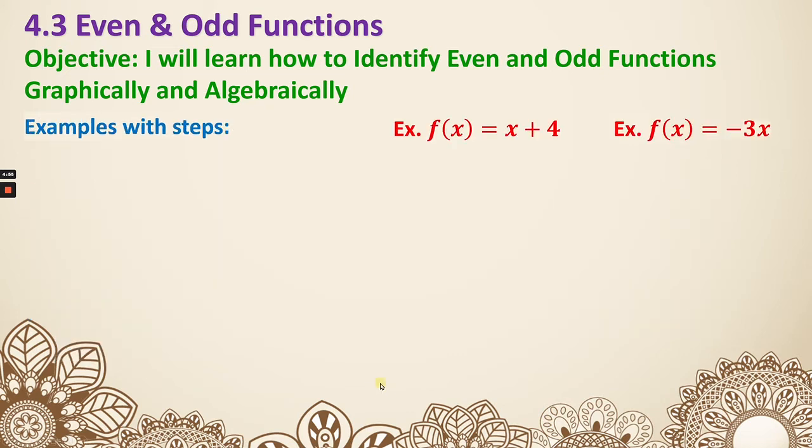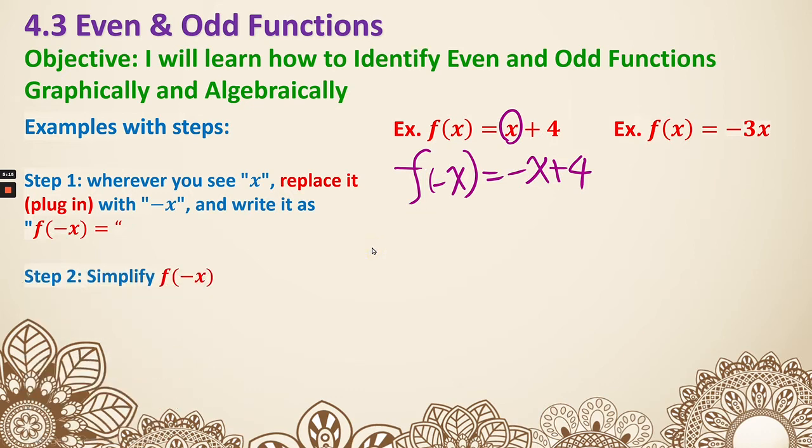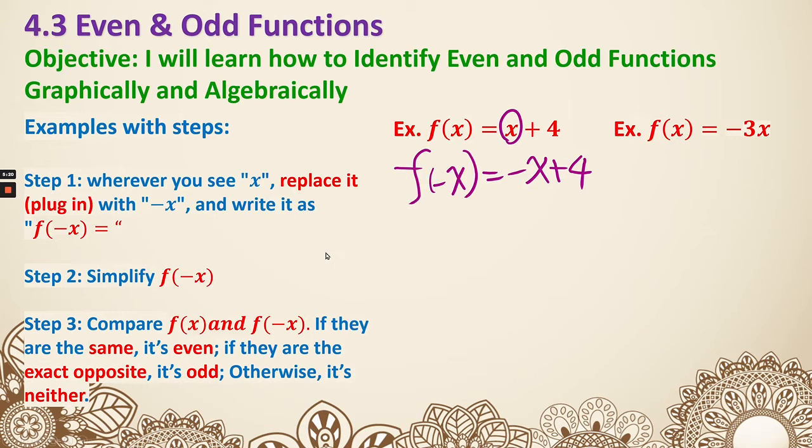Example with steps. First, we are going to replace wherever we see x with negative x. So first, we're going to have f of negative x. We see x there, we replace this with negative x, but we don't change anything else, plus 4. Second step, we're going to simplify f of negative x. And the third step, we are going to compare our f of x and f of negative x.